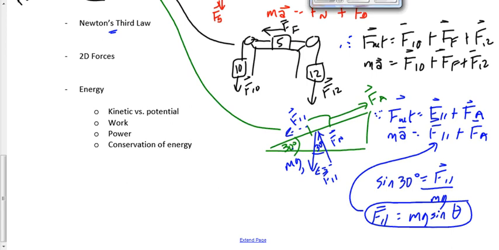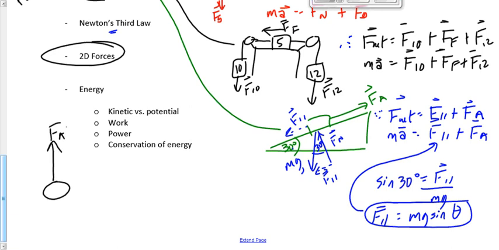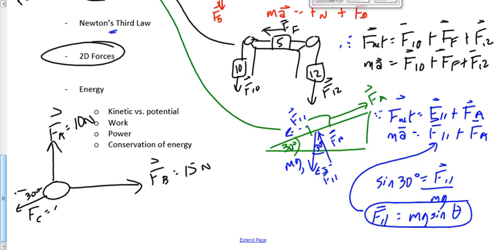All right, last thing that we'll take a look at today is this two-dimensional forces thing. What are we talking about here? Well, we're pulling on things in different directions, right? Let's say we've got an object right here. You're pulling on it this way with a force of, I don't know, 10 newtons. Pulling on it this way with a force of 15 newtons. And you're pulling on it this way with a force of 5 newtons.